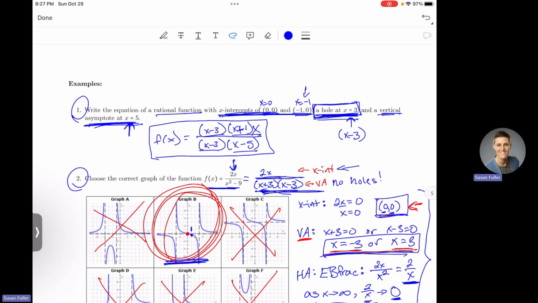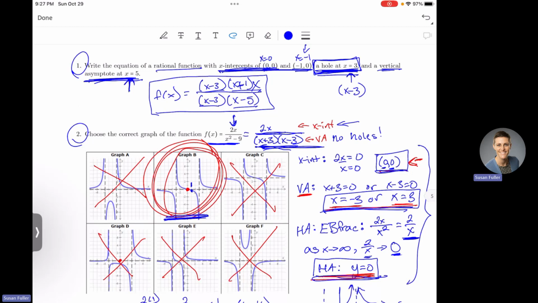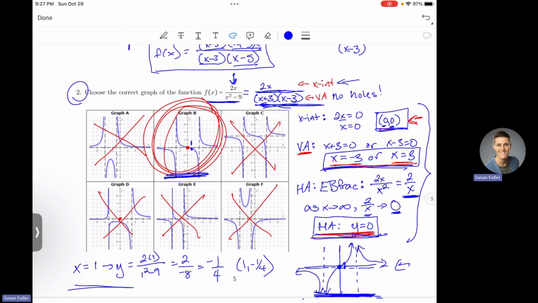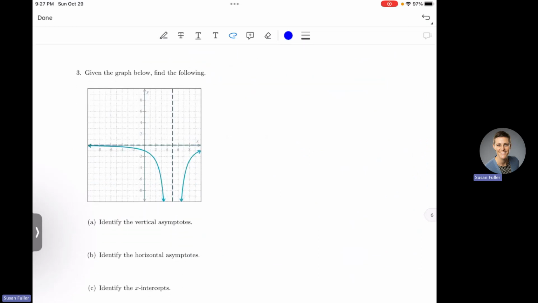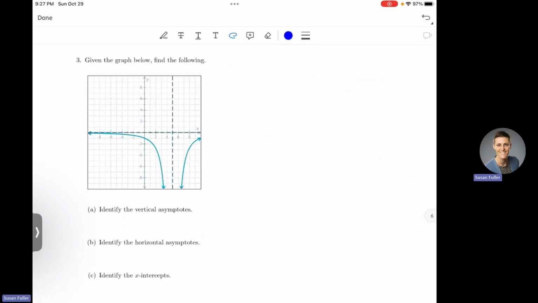All right. So that kind of wraps up a lot of the graphing stuff. But there's one more little thing where you'll be given a graph of a rational function, and we're going to have to identify some things about it. So you're given this graph right here. And so we'll start with identify the vertical asymptotes.